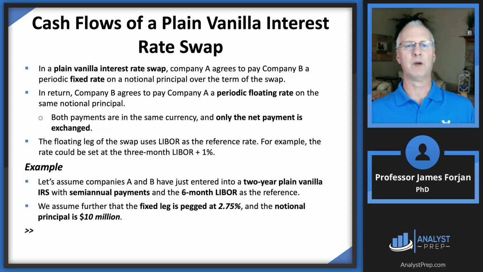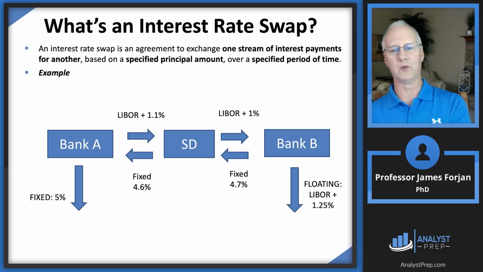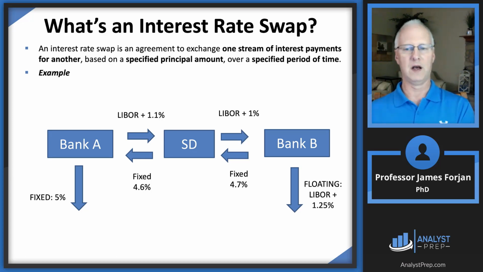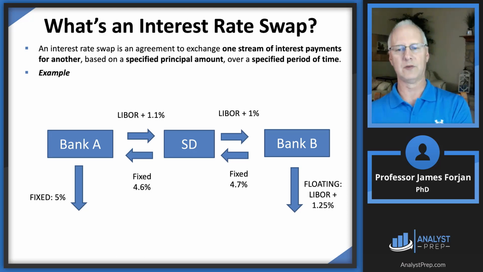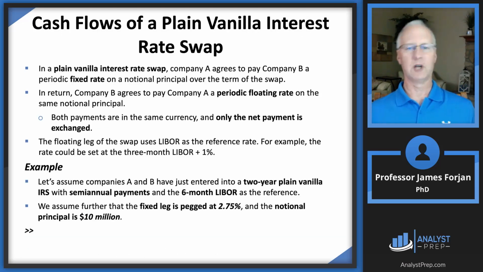Now, here's kind of a summary of what we've been talking about here. Company A agrees to pay Company B a fixed rate based on a notional, and I could go back here and say the notional of this is $10 million. So then all we would do is take the $10 million times the LIBOR plus 1.5%, and then the $10 million times the 4.9%. And in return, Company B agrees to pay the periodic floating rate on the same notional principal.